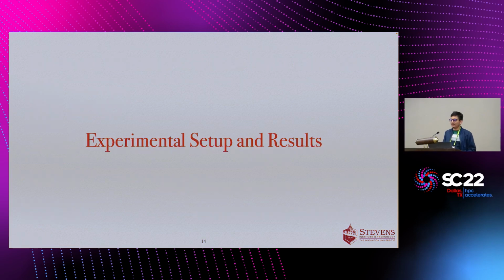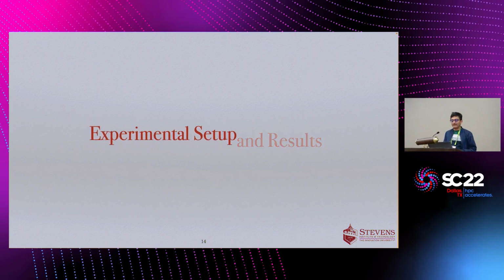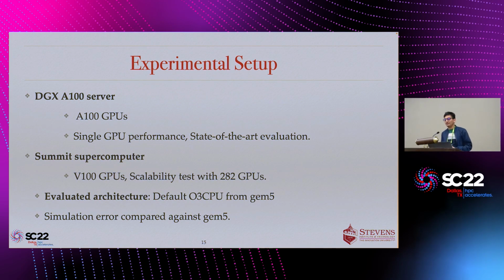So with that, let's move on to experimental setup and results. Starting with experimental setup, for our experiment, we use the DGX A100 server, which has 8 A100 GPUs, and we use this server for single GPU performance and then performing state-of-the-art evaluation. And for our scalability test of our simulator, we use the Summit supercomputer, which has V100 GPUs. And for our evaluation, we use the default O3 CPU from gem5. And for all the simulation error, we compare our simulation error with gem5.